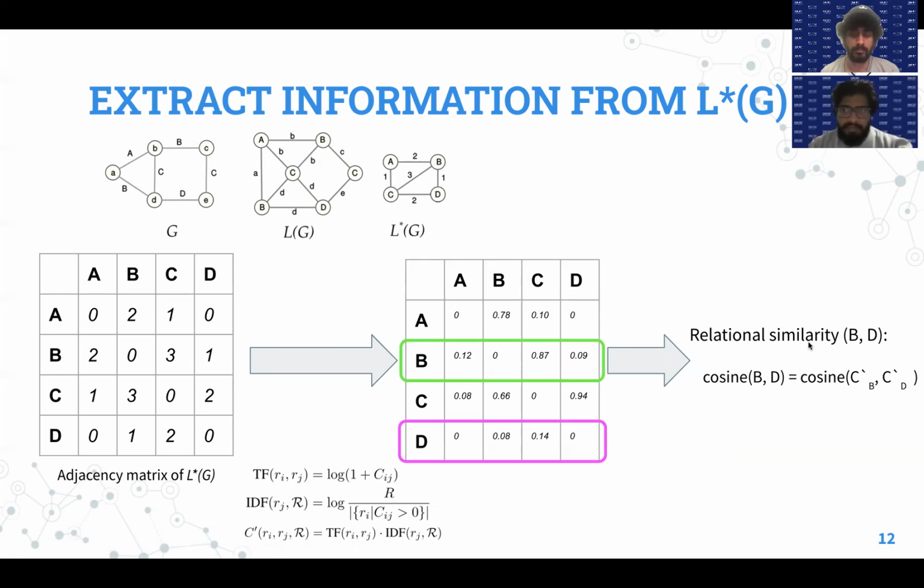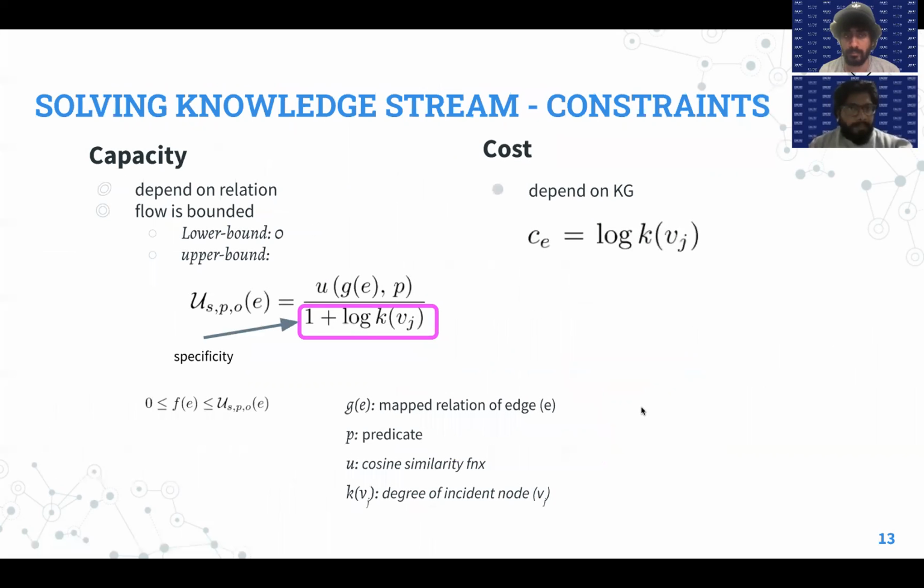So that's a similarity measure. We take the cosine of two vectors. The vectors are basically the rows from the TF-IDF matrix.